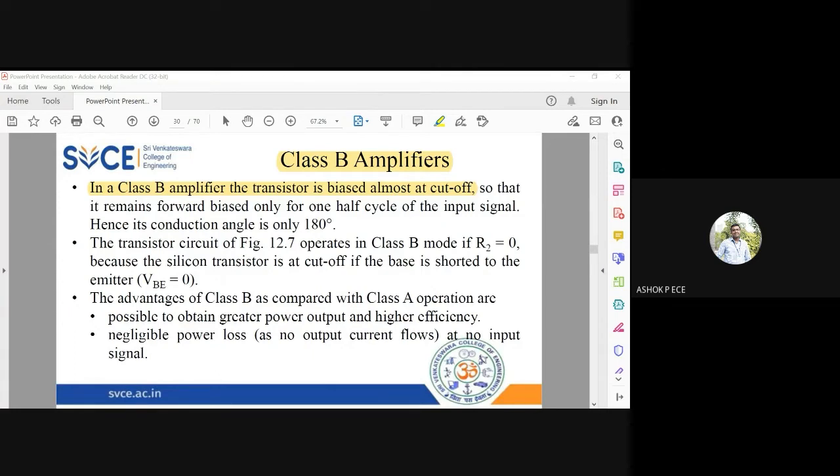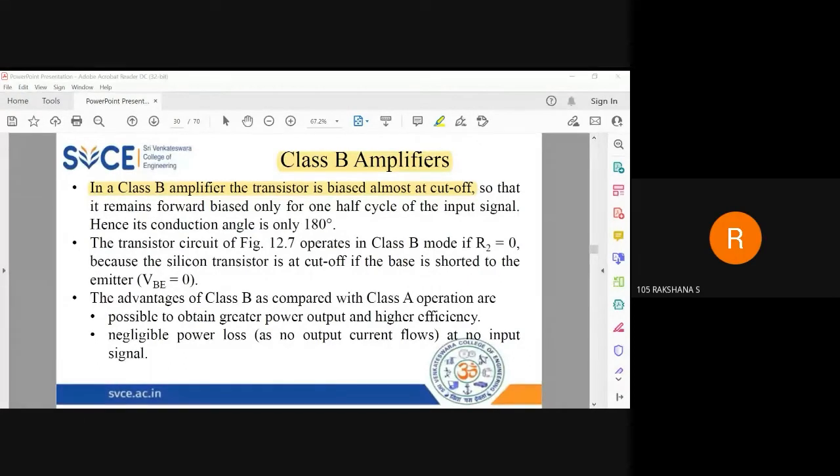Yes, Rakshana, you are there? Yes, sir. In class A amplifiers, can you say where is the Q point located? Where is the Q point located in class A amplifiers? Anybody else can attempt this question?